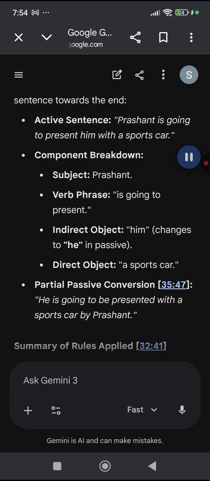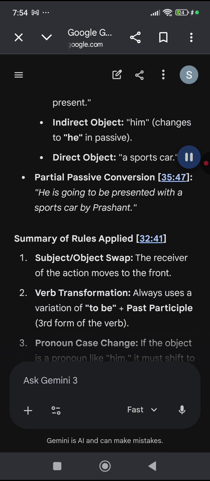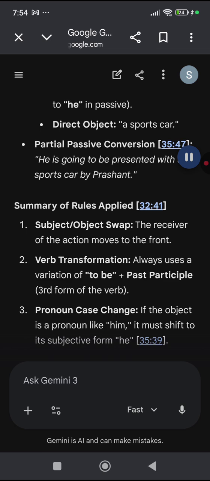Summary of rules applied. Subject and object swap: the receiver of the action moves to the front. Verb transformation: always use a variation of to be plus past participle, the third form of the verb. Pronoun case change: if the object is a pronoun like him, it must shift to its subjective form, he.